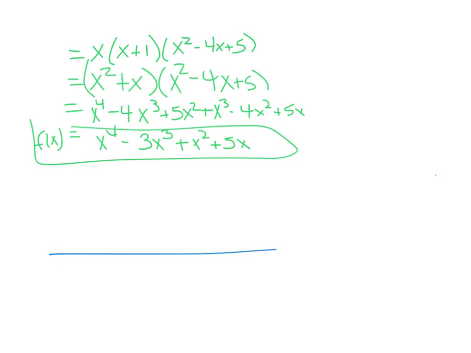So you will not be expected to draw this by hand. However, I am going to show you what the graph of this looks like. It is a 4th degree function. It has a 0 at negative 1. It has a 0 at 0. It goes up and it kind of has a little squiggle in the middle of it. And so it looks like this.